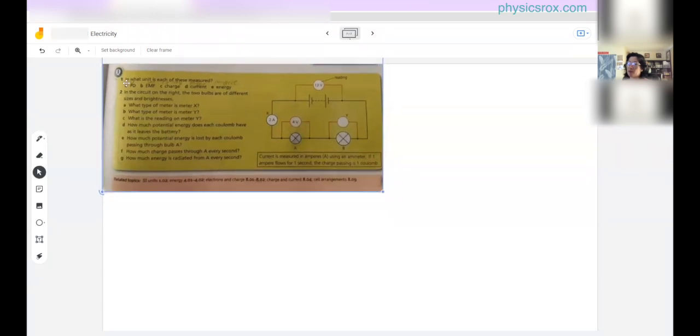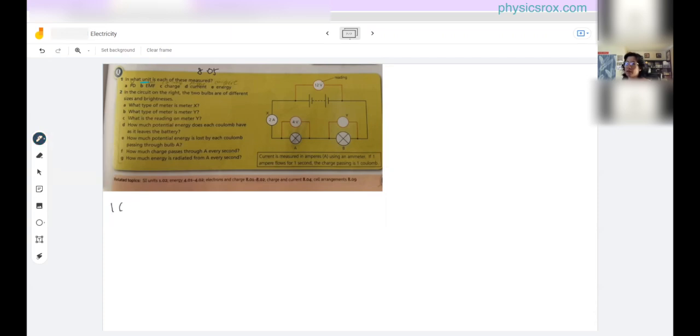So the question for 8.05 is what unit? I think one of you wrote it wrongly. I don't call him unit. It's not asking you for the full name. Unit. How's the measurement?